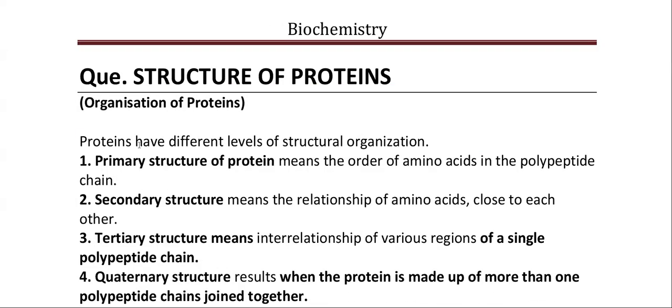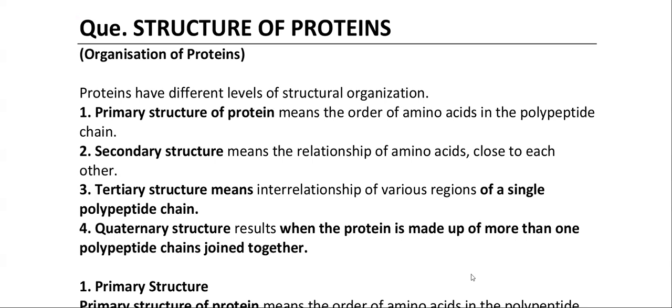Then the structure of proteins, organization of proteins. Proteins have different levels of structural organization. Primary structure of protein means the order of amino acids in the polypeptide chain. Secondary structure means the relationship of amino acids close to each other. Tertiary structure means interrelationship of various regions of a single polypeptide chain. Quaternary structure results when the protein is made up of more than one polypeptide chain joined together.